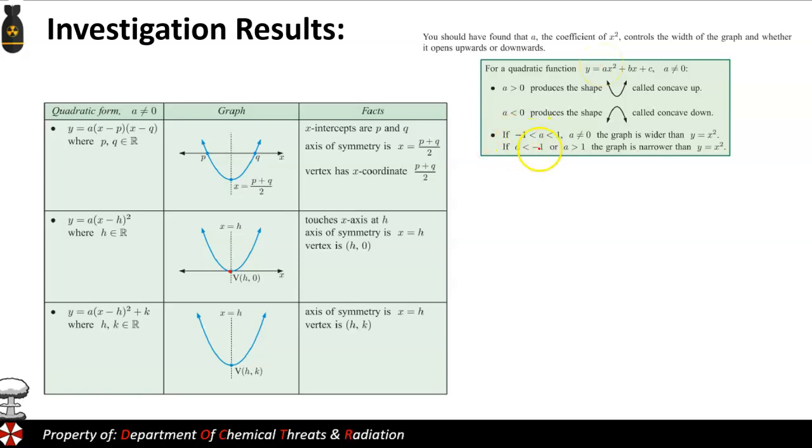The next thing is if a is between 1 and minus 1, the graph is wider than the y equals x squared that we looked at the start. If a is less than negative 1 or a is greater than 1, the graph is then narrower. So we can tell whether it's skinnier or wider than the standard y equals x squared based on where a sits. This is not as important. We don't really care too much about the width because we can kind of sketch it once we know the vertex and the intercept anyway.